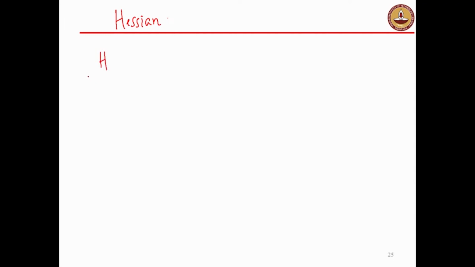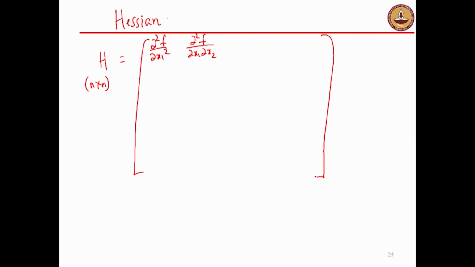So the Hessian is a symmetric matrix of size n cross n. It is a symmetric matrix because, as I said, when the function is sufficiently smooth and derivatives exist, it does not matter in which order you take the partial derivatives, whether you take it first with respect to i or with respect to j. Right?